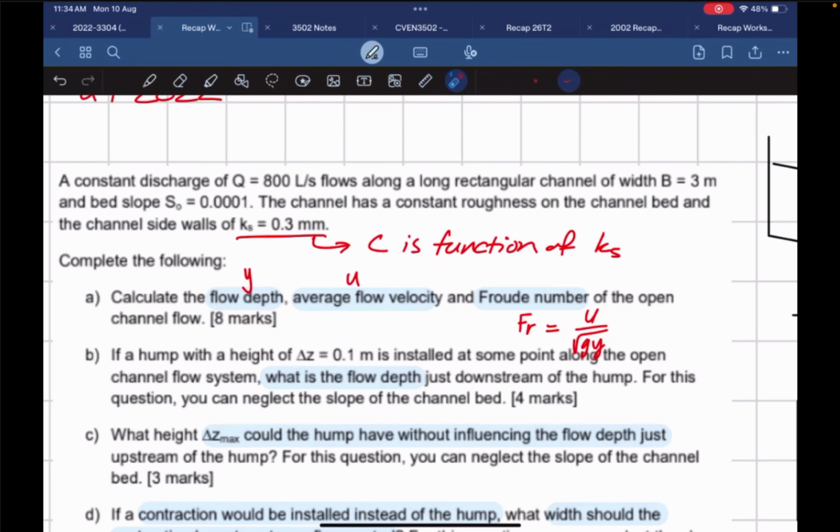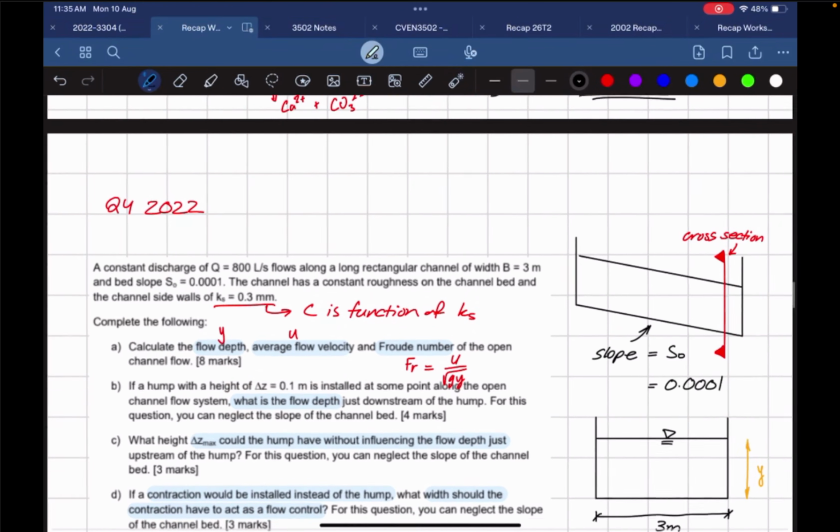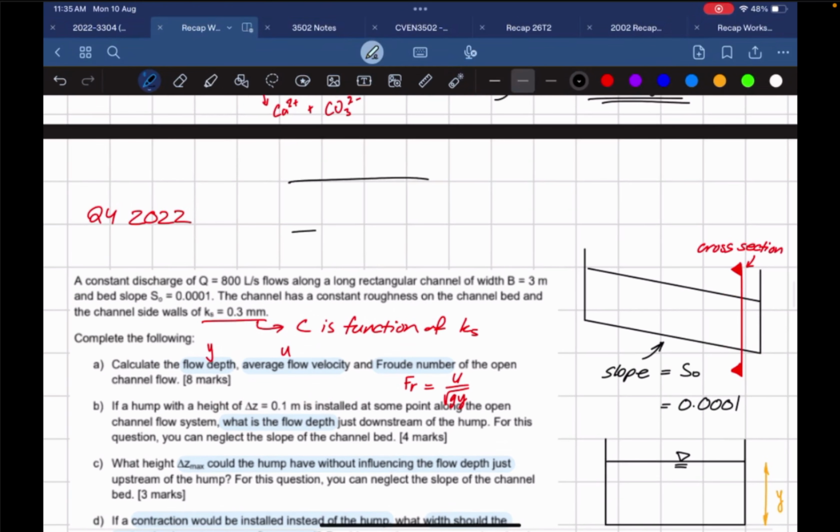Okay, cool. Now, if a hump height of delta z equals 0.1 is installed at some point, what is the new flow depth just downstream of the hump? So essentially, the diagram you want to draw looks like this.